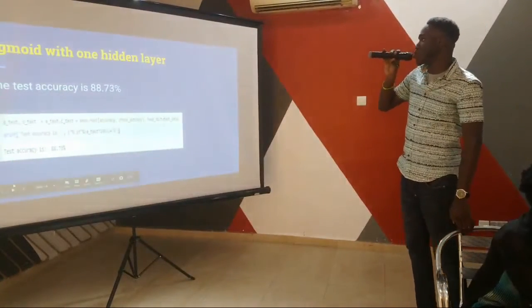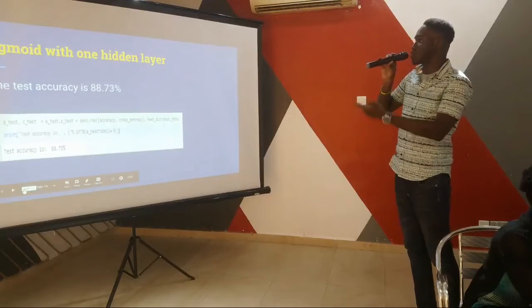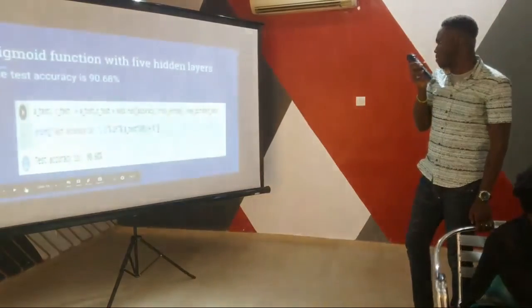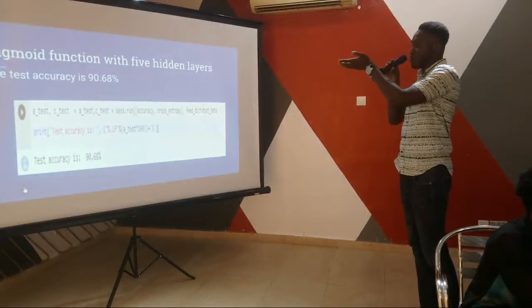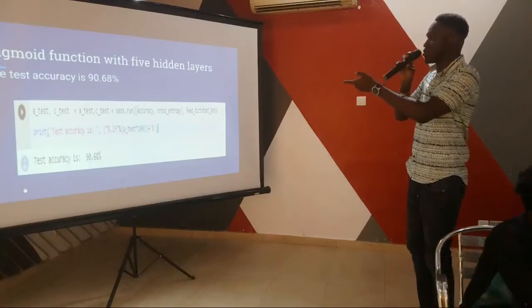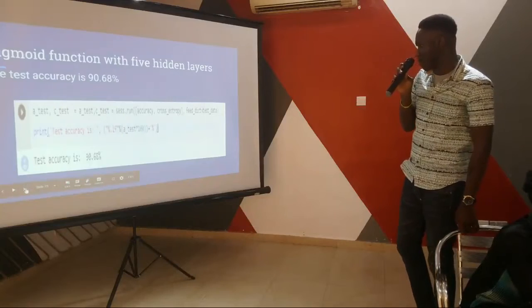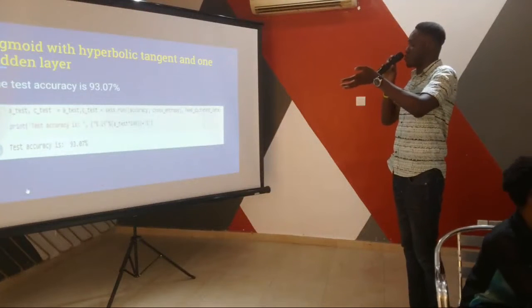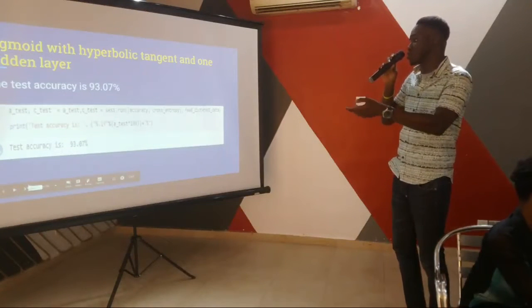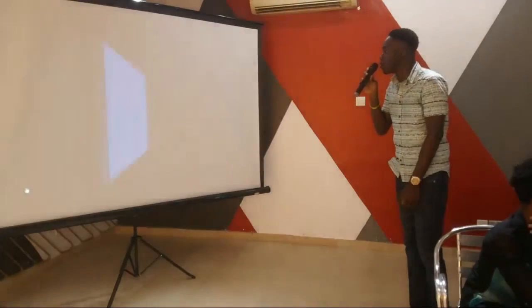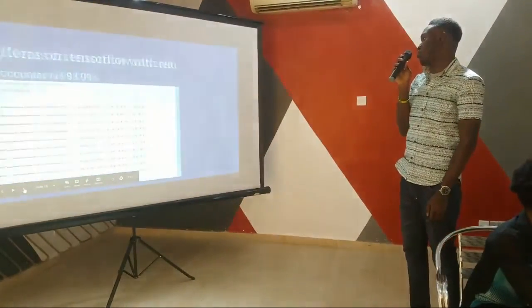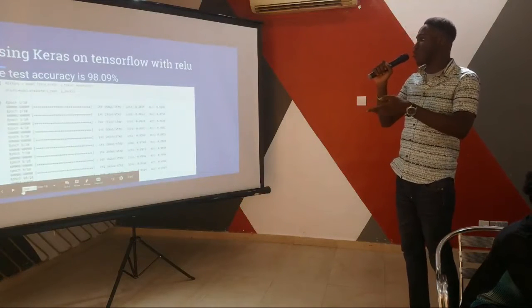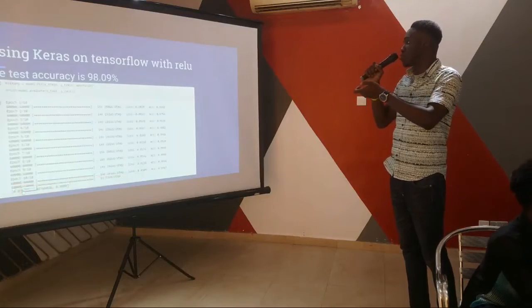And then we use the sigmoid with one layer, and it gives us a test accuracy of 88.73%. Then we use it with 5 hidden layers, and it gives us a better accuracy, 90.68. And when we use the sigmoid function with the hyperbolic tangent and one hidden layer, the test accuracy increases to 93%. Then when we use Keras on TensorFlow, the test accuracy is 98.09% with ReLU.